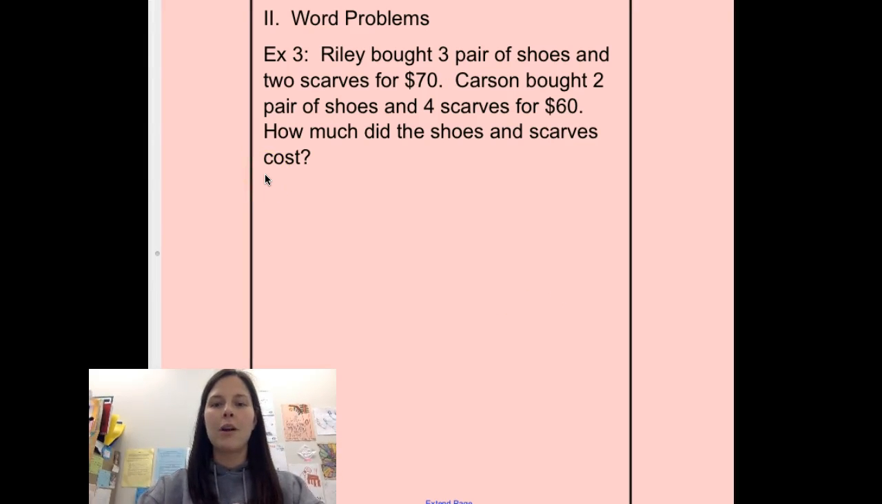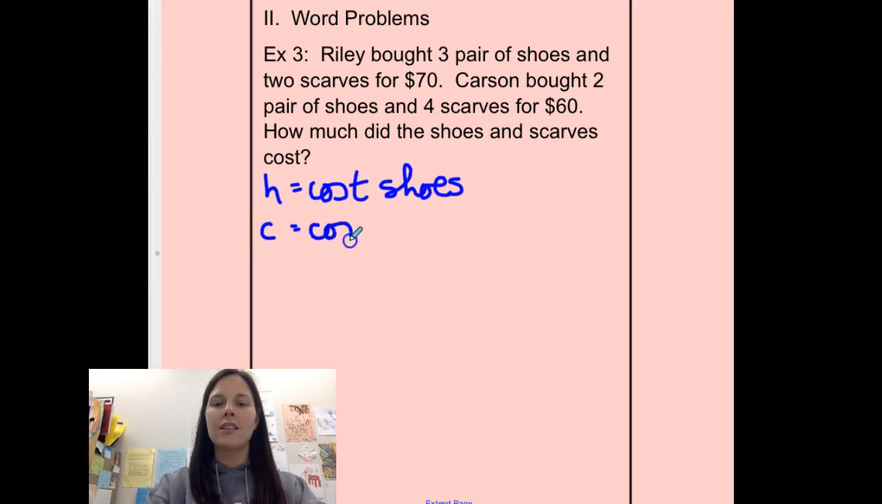Taking a look at a word problem, the question said, how much did the shoes and scarves cost? So those are going to be my variables. Shoes and scarves both start with an S, so I'm going to say h is the cost of the shoes. I don't like S as a variable, it looks kind of like a 5, so I'm going to say c is the cost of the scarves.